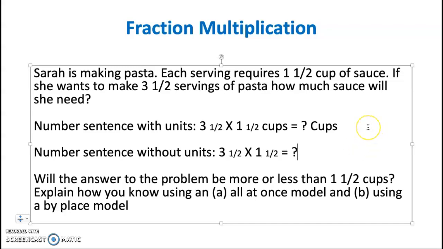Okay, so number sentence with unit: 3.5 times 1.5 cups equals how many cups? That's the number sentence. The number sentence without units is 3.5 times 1.5, no cups. How will we answer this? Will the answer to the problem be more or less than 1.5 cups? And you've all gotten really good at this, so be thinking about that. Now let's explain it with the all at once model and then also using the place model.